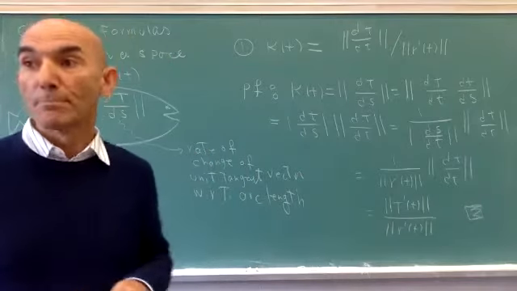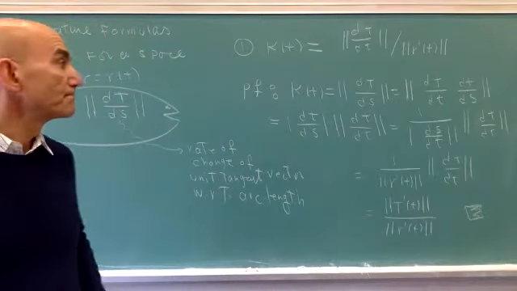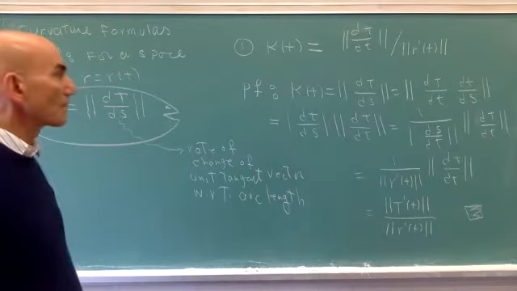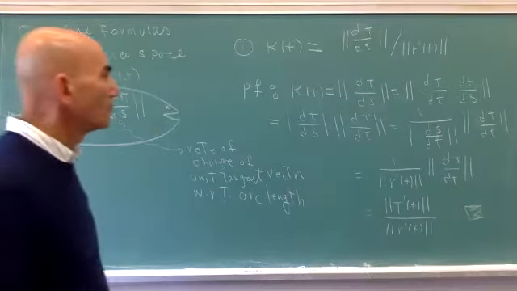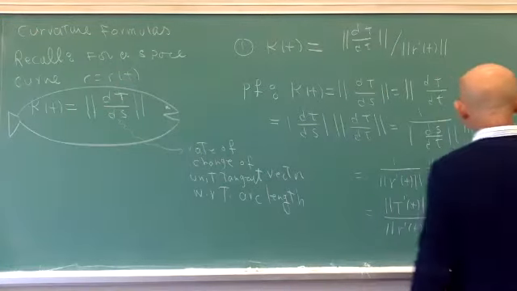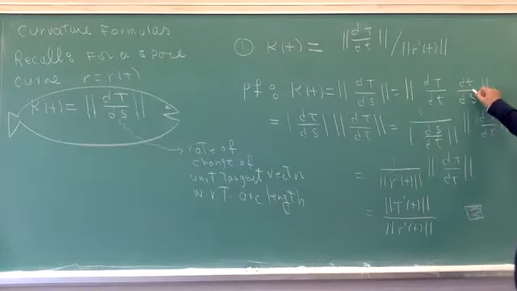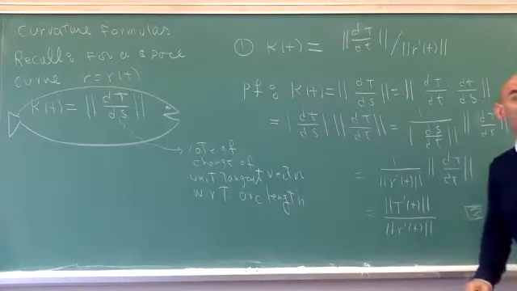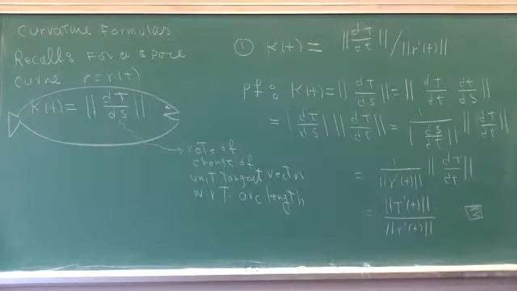Why did you pull dt over ds outside of the magnitude? You said it was a constant. Which one is it? This one? Yes, you pulled that out. That's not a constant. It's a function, but it's a scalar. So for each t, you can bring it out, and then that works.